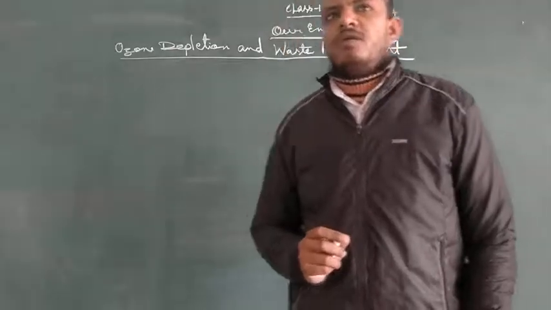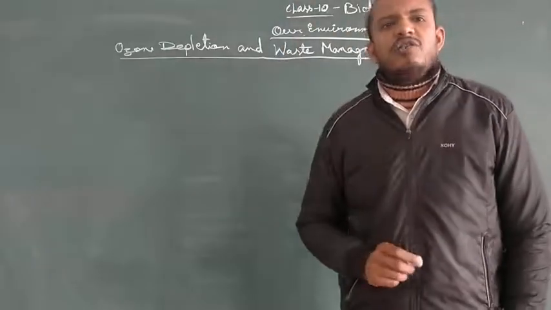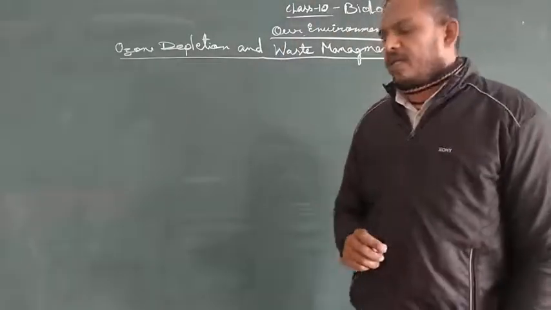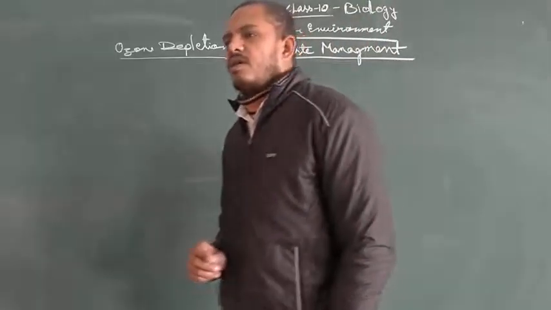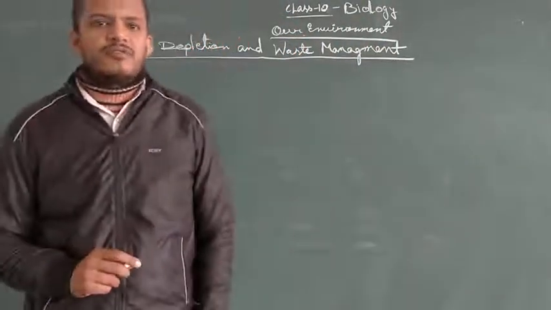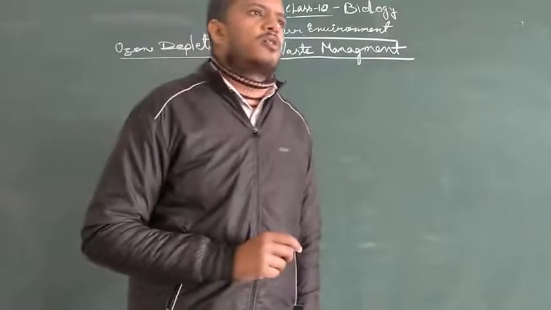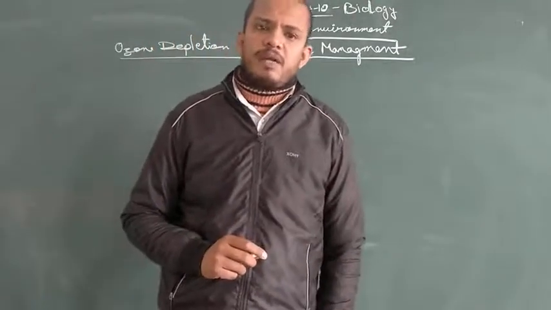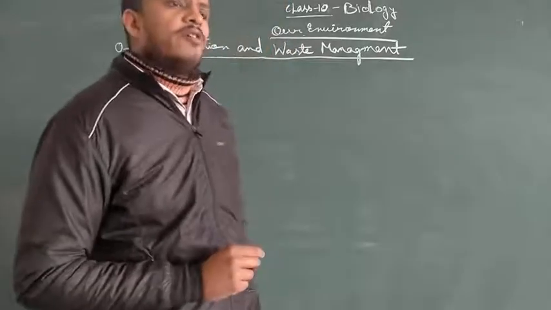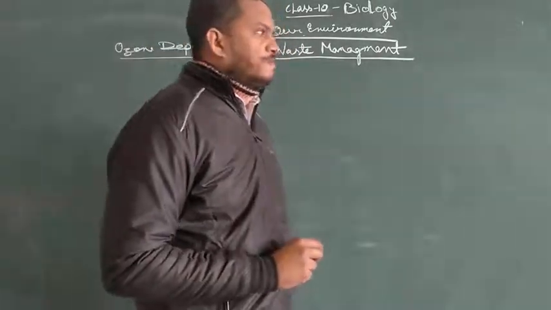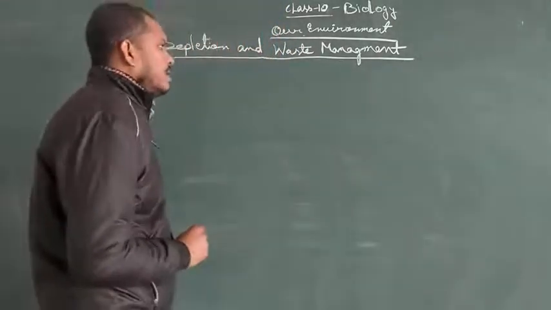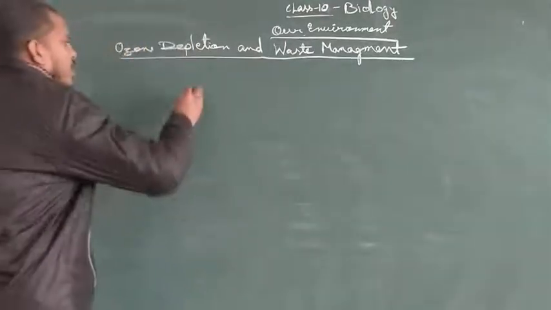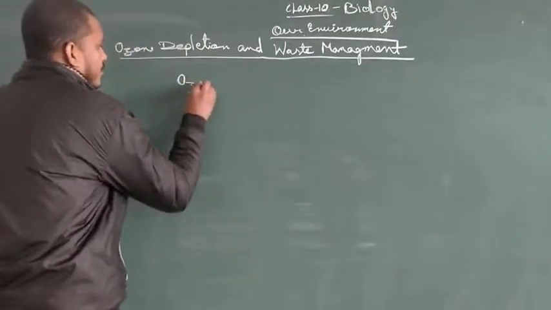The harmful ultraviolet radiation causes skin cancers. It may decrease food production in the agriculture field. It may cause other kinds of mutation in living organisms, whether plants or animals. So there are lots of dangerous effects.